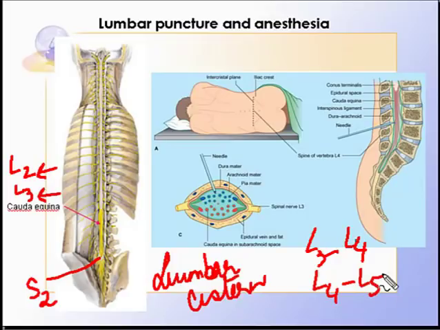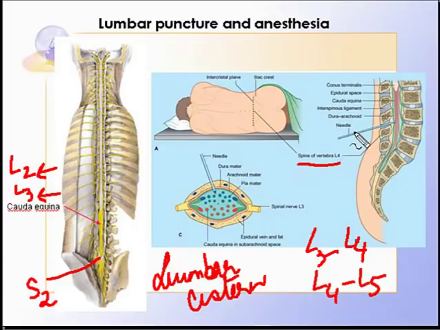So the patient, as you can see, is put in a lateral position, and they are asked to flex their spine, so they bend over, getting their arms and their knees close together so that the vertebral column can be delineated easily. And then you look for the highest point of the iliac crest, and that corresponds to the level of L4, and that's where you will insert your needle. So the needle, as you can see, will pass between the two vertebrae.